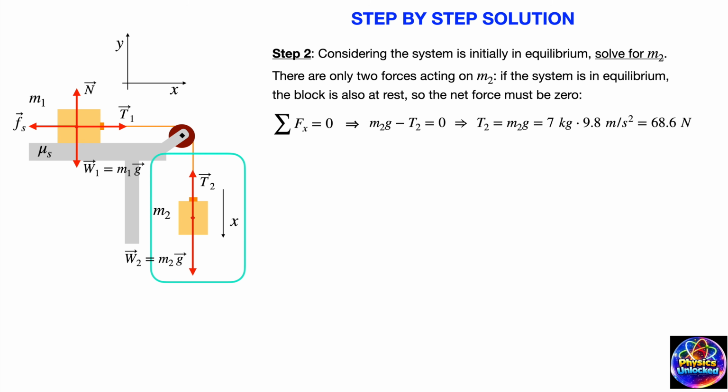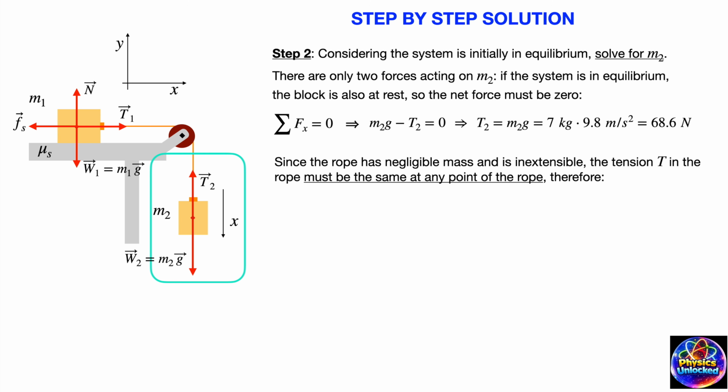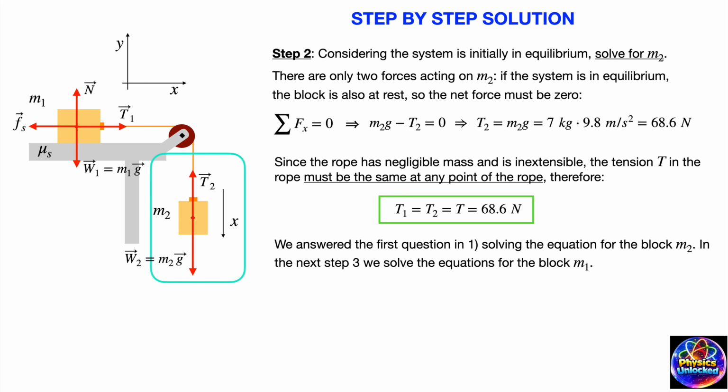Now, since the rope has negligible mass and is inextensible, which is very important, the tension T in the rope must be the same at any point of the rope. That's an approximation, of course. Thanks to this, we may write that T1 is equal to T2, and we can call the tension T along all the rope, equal to 68.6 newtons. So we answer the first part of question number 1.